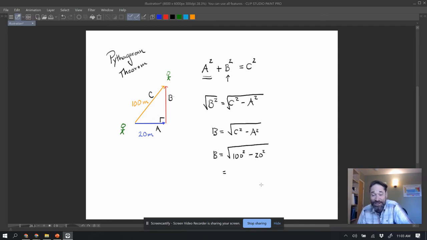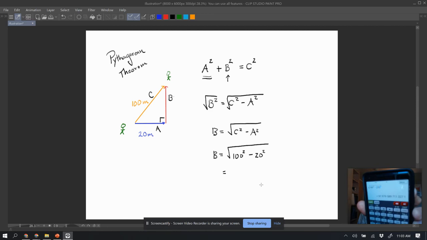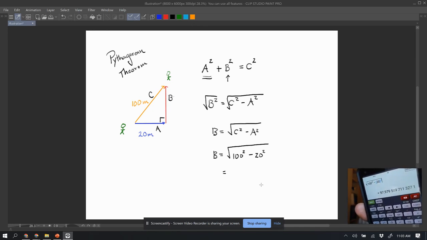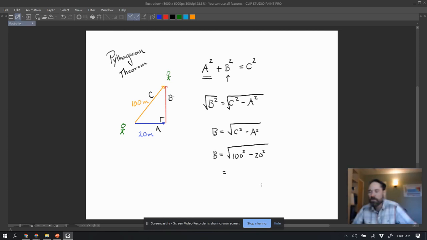Now, my calculator does this all at once. I don't know if I can get my camera to focus on this. There it is. So I've got 100 squared minus 20 squared. The square root runs all over the top of it, and I get this crazy long number. I'm not going to write in that whole number because that's insane. But I am going to round it, and I'm going to round this to 98.